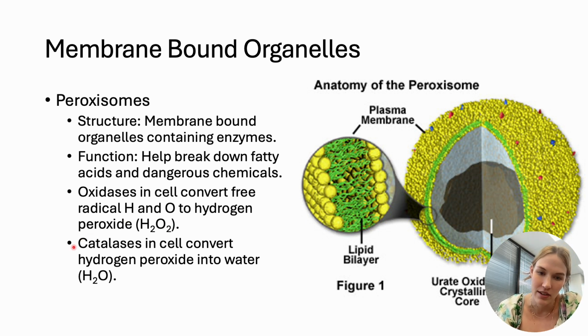And then a second step here, a different enzyme, this enzyme catalase, is going to convert hydrogen peroxide into water, something we can easily handle. So hydrogen peroxide isn't a great thing to have in your cell, but once we get it to water, that's doable. So two steps here that happen. First enzyme is an oxidase, the second one is a catalase, and it is going to ultimately reduce the amount of free radicals in our cells. So thank you, peroxisomes, because we would be dead without you.